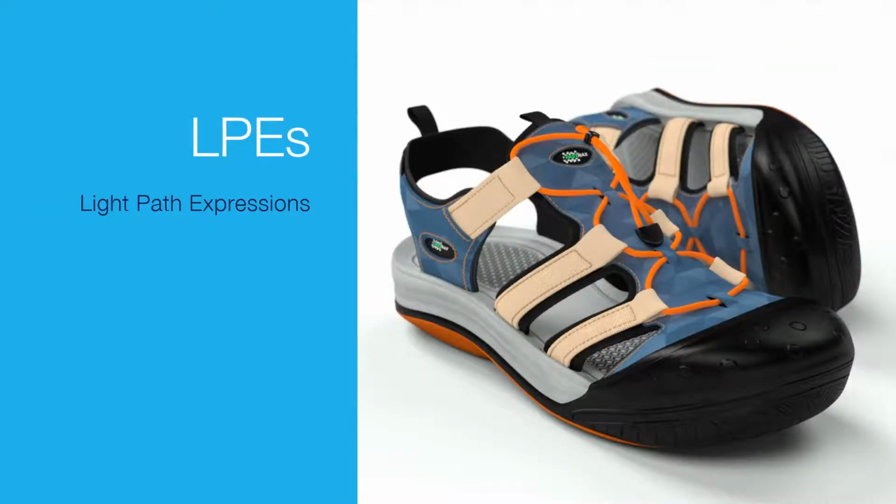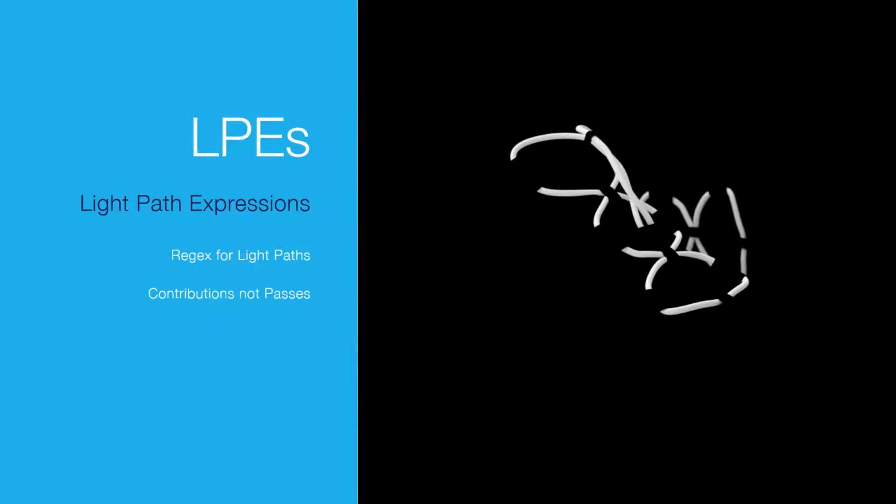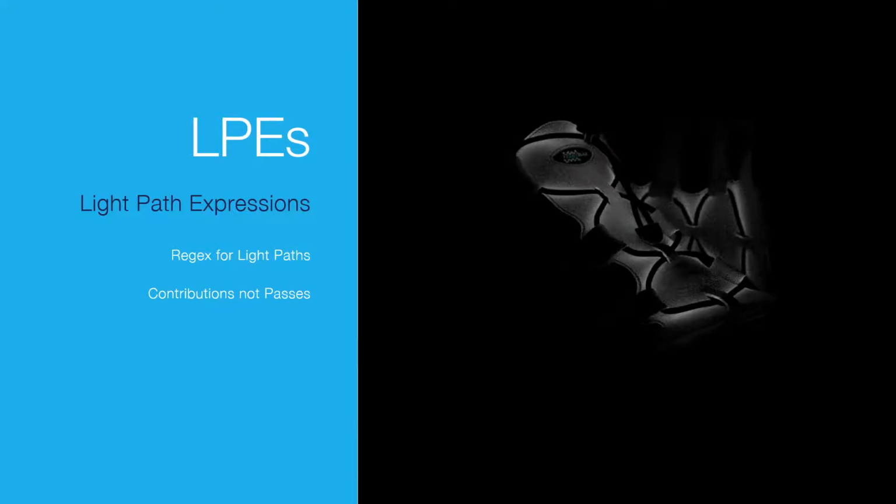Light path expressions are a way to address some of the downsides of compositing for generating visuals. Think of light path expressions like regex for light paths. These allow you to separate the contribution from different light paths into different images that you can then combine later. Here we see some example expressions where we're separating the laces and stripes for this particular shoe in their direct and indirect components. What we're getting here is contributions, not passes. So these are actually the contributions that those light paths will make to the final image.